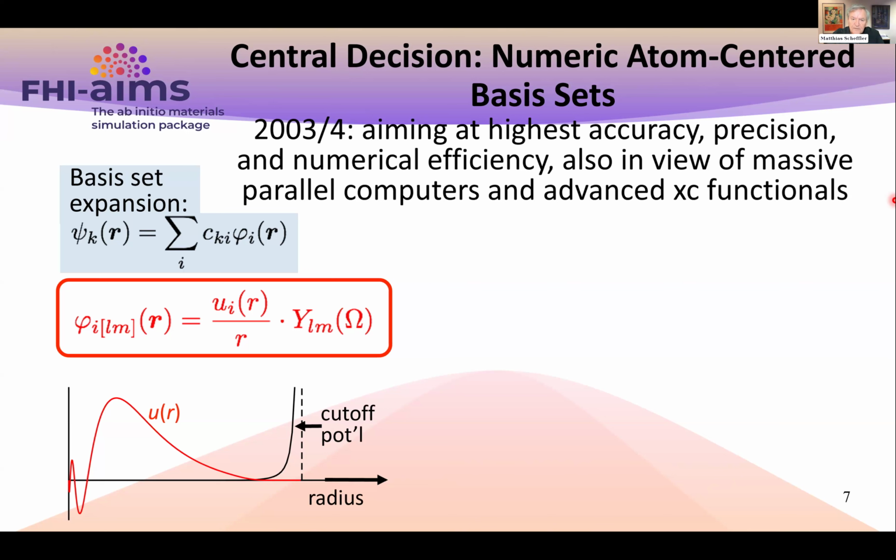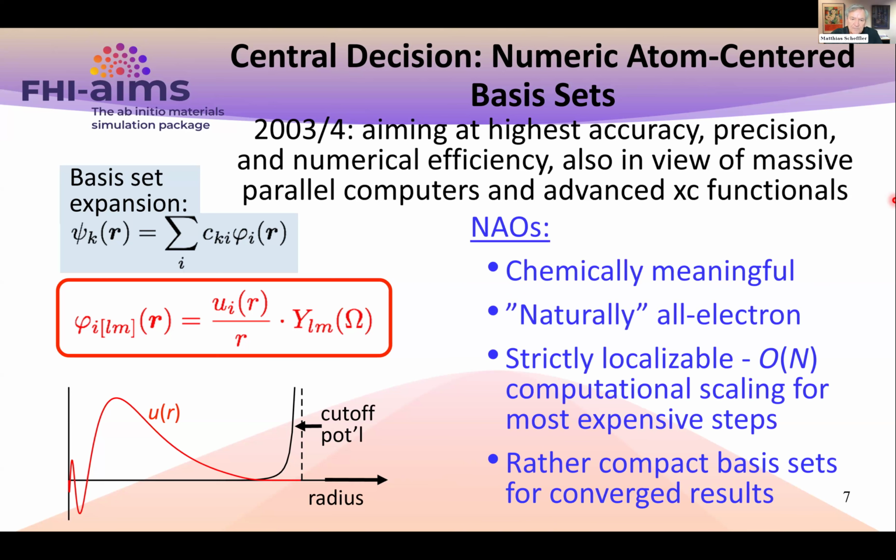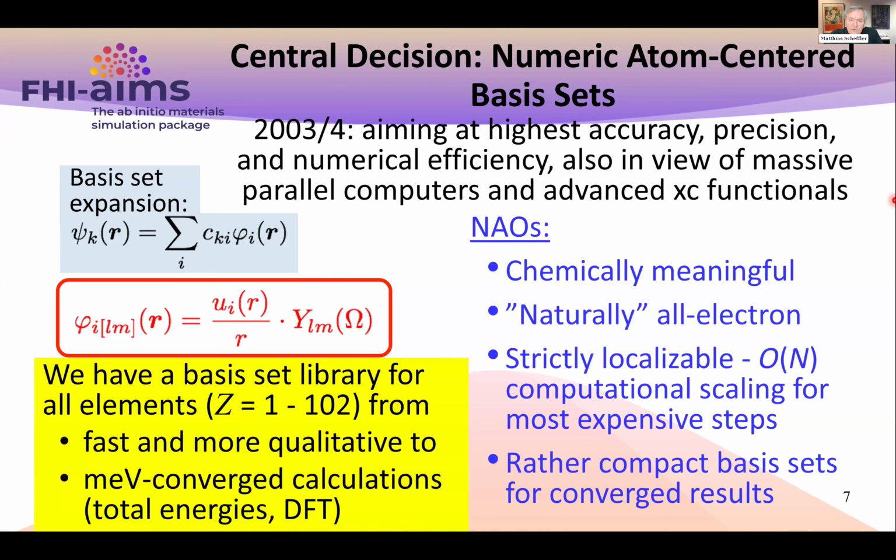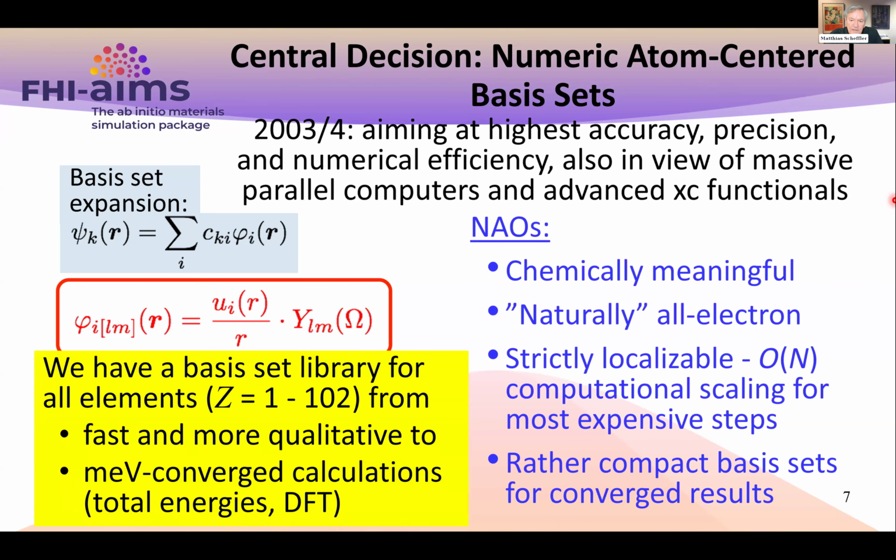So this basis set has the advantage that it is chemically meaningful. It is naturally all electron. It is strictly localizable, which implies an order n computational scaling for most expensive numerical steps. And this basis set is very compact, and still it is accurate. We have a basis set library for all elements from Z = 1, hydrogen, to 102, which is nobelium. And there are choices for fast calculations and more qualitative results, to calculations which are very highly precise and have many milli-eV precision of the computed DFT total energies.